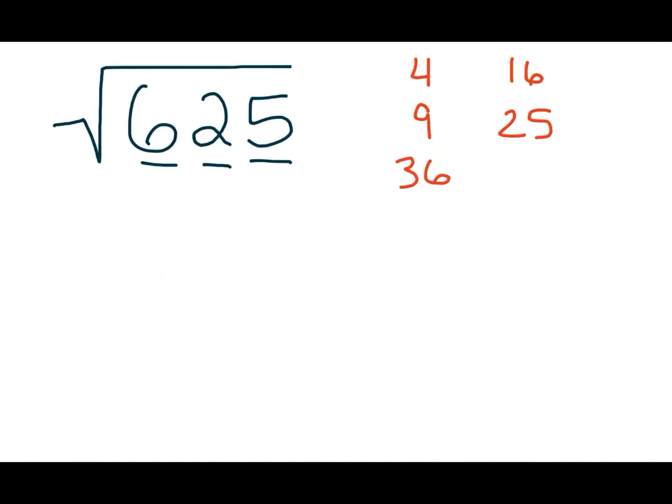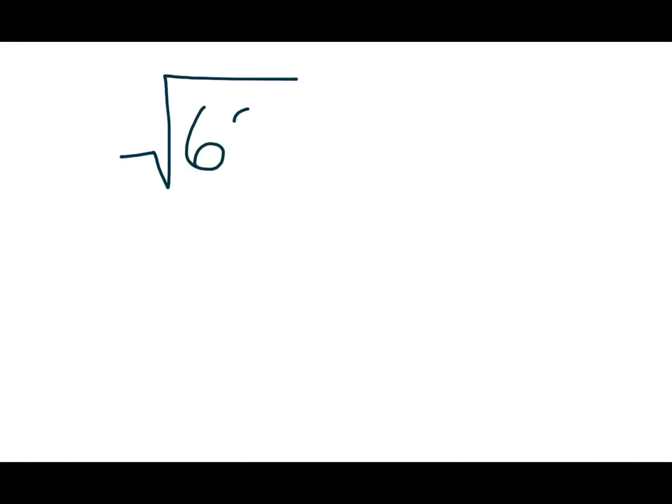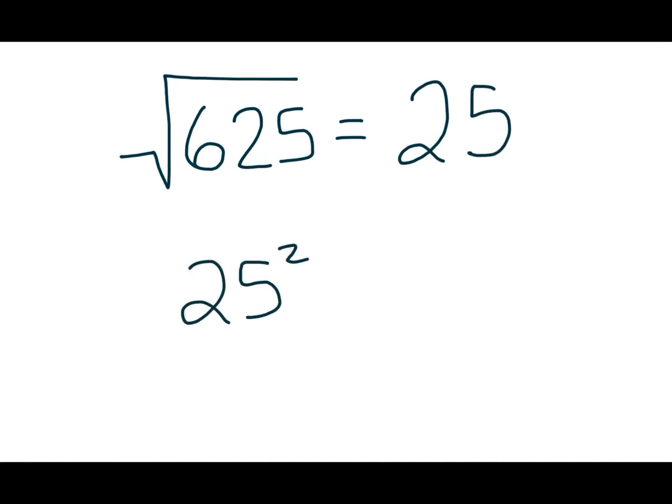25. All right, so 25 goes into 62 2 times because 2 quarters make 50 cents. And then 125 is 5 times. Okay, well look at that. It's 25 times 25. So the square root of 625 is 25. Okay, because 25 squared equals 625. All right. That's the end of those examples.